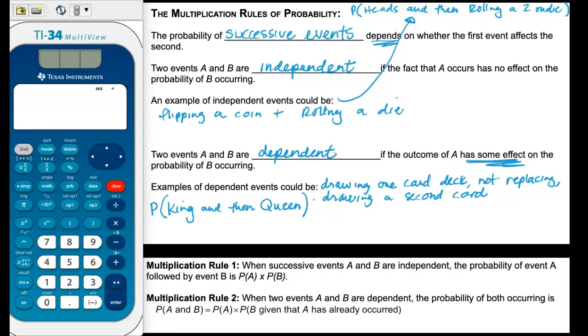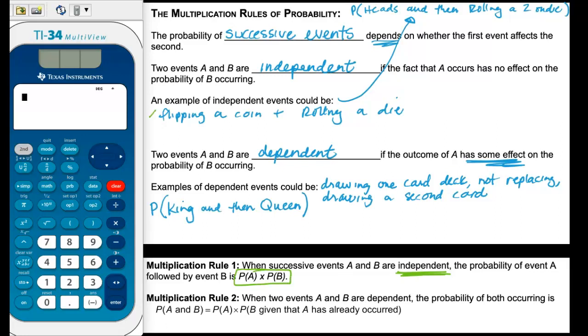When we're asked these probability questions, we're going to need to use the multiplication rules. There are two rules, and these are similar to the addition rules, with some slight differences. You're going to have to ask yourself whether the events are dependent or independent in order to pick which multiplication rule to use. If the events are independent, all you have to do to find the probability of A occurring and then B occurring is multiply those probabilities together. So let's do that.